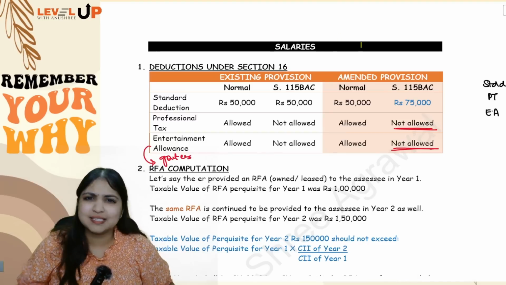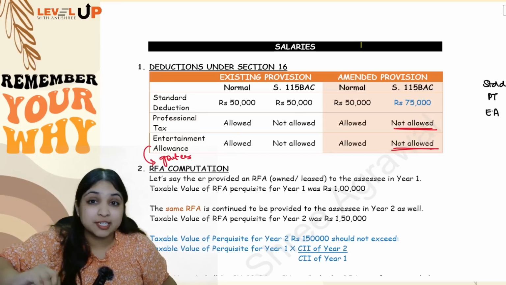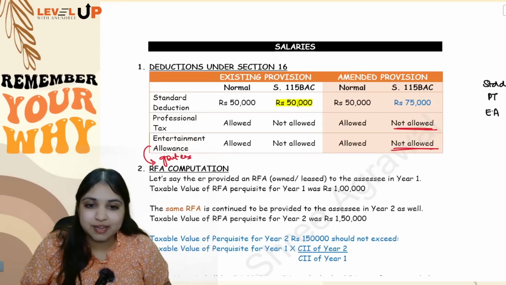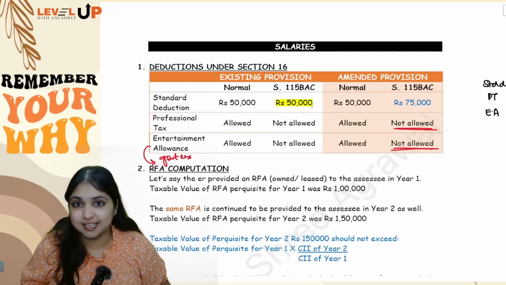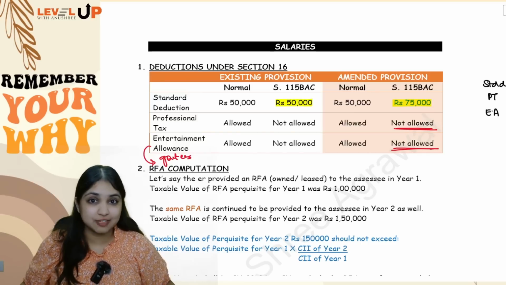In 115 BAC, even now professional tax assessee will not get, entertainment allowance deduction assessee will not get. Then where is the change? Earlier in 115 BAC, 50,000 standard deduction assessee was getting. Now in 115 BAC, 75,000 standard deduction assessee will get.